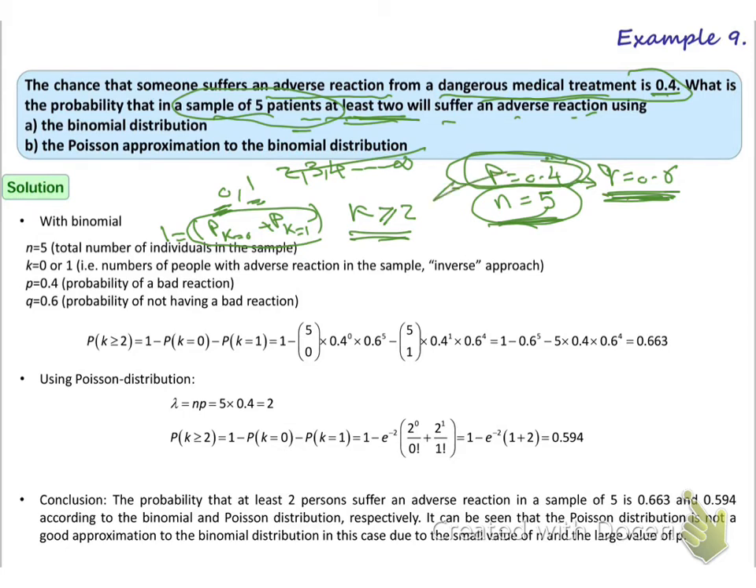So the probability is 0.4. It's not a small one. And the sample is small, it is n. So I can solve it using binomial, which is the correct one. If I try to use Poisson, once I get the result, I can calculate them using Poisson and I calculate using binomial.